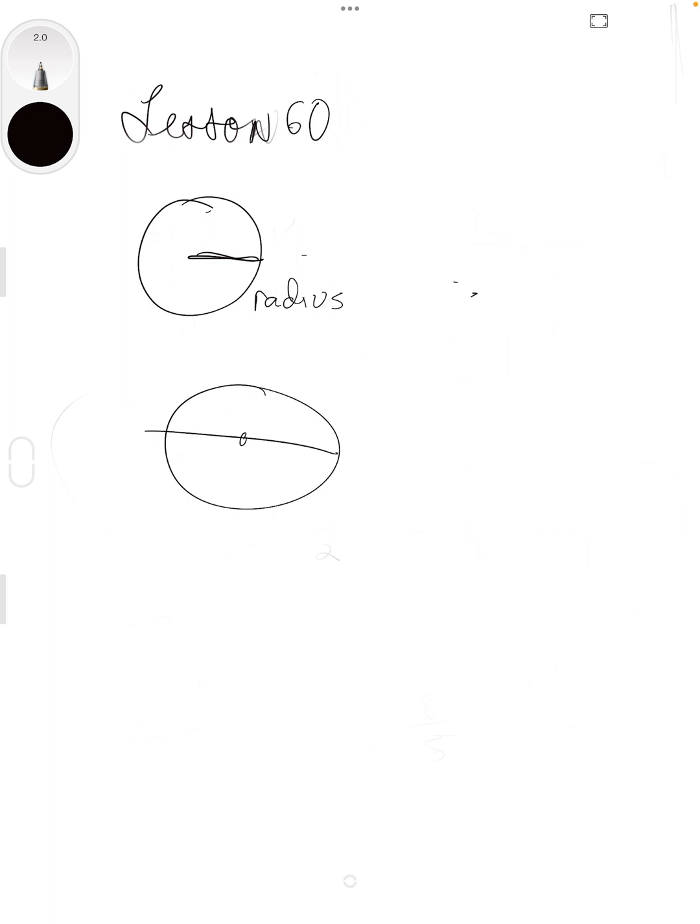Circles. Circles is lesson 60. In a circle, from the middle to the outside is called the radius. Going across through the middle is called the diameter. Sorry, that's the English version. Diameter, E-R, is the American version. And going around the outside is called the circumference.